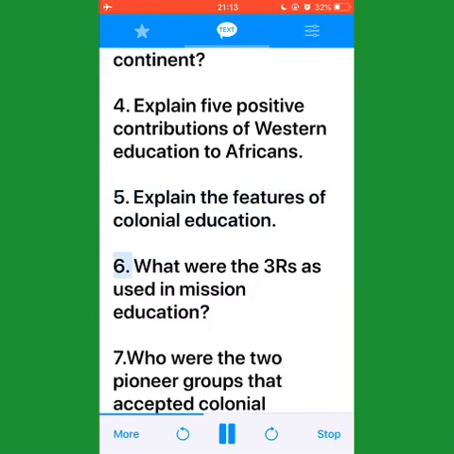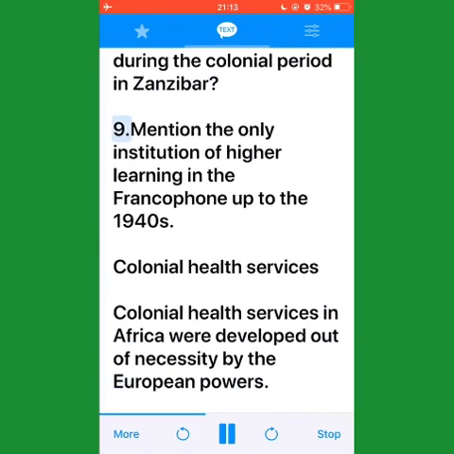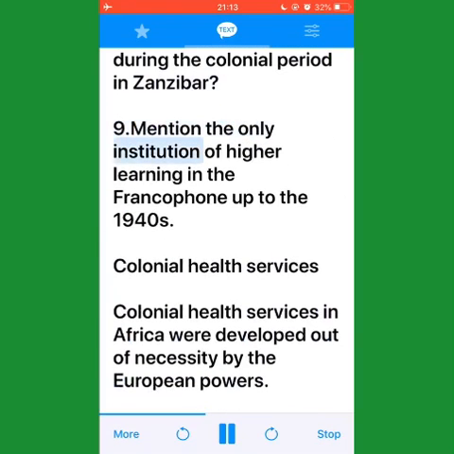6. What were the 3 R's as used in mission education? 7. Who were the 2 pioneer groups that accepted colonial education in Africa? 8. Who offered education during the colonial period in Zanzibar? 9. Mention the only institution of higher learning in the Francophone up to the 1940s.